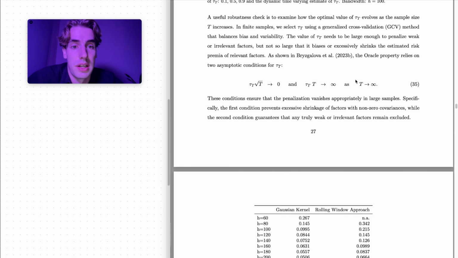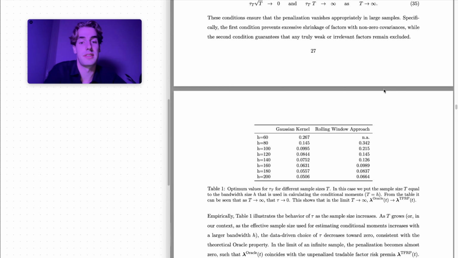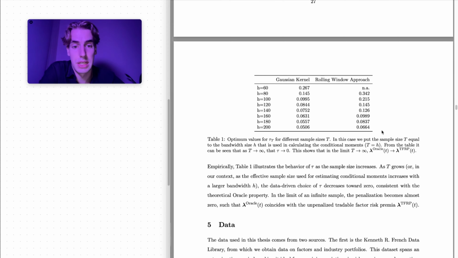Here as well, we look at the asymptotic behavior of tau. We see that tau goes to 0 as T increases. And here it goes to infinity, squared or not squared, as T goes to infinity, which is also shown by this table.